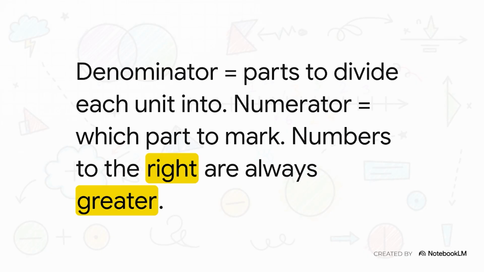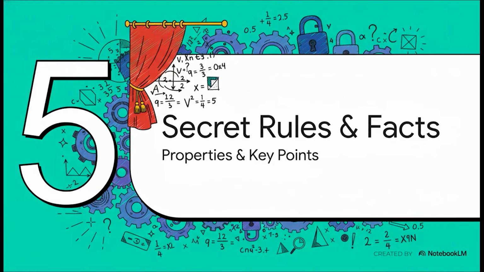Another way to see this is on a number line. Think of the denominator as telling you how many equal jumps to make between 0 and 1, and the numerator tells you which jump to land on. And here's the most important rule of the number line. Any number to the right is always greater than any number to its left. Always.